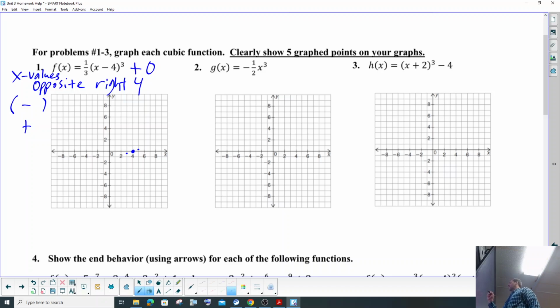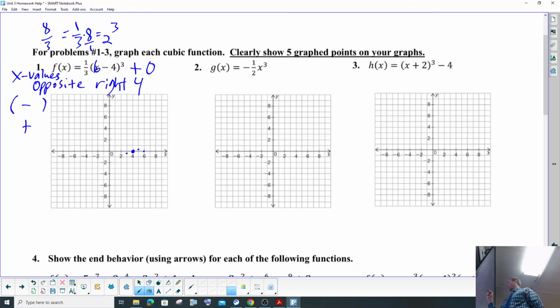Okay? And so usually we go over 2, up 8. But this time we're going to go over 2, up 1/3 of 8. Let's take a look. So what if we put the 6 into our function? 6 minus 4 is 2, and 2 to the 3rd power is 8. And so we have 8/3, right? 8 times 1/3 is 8/3, because you multiply straight across.